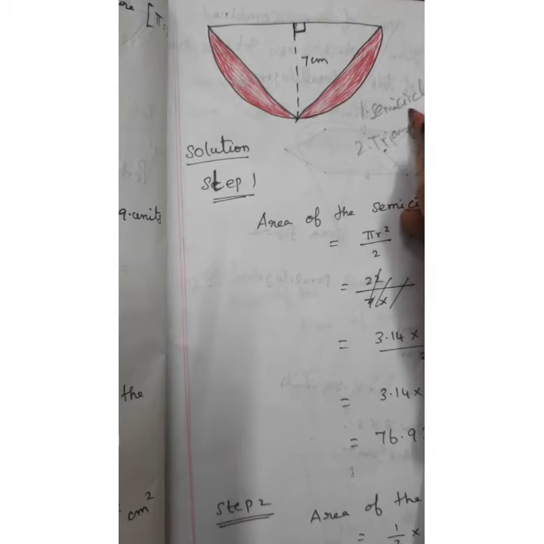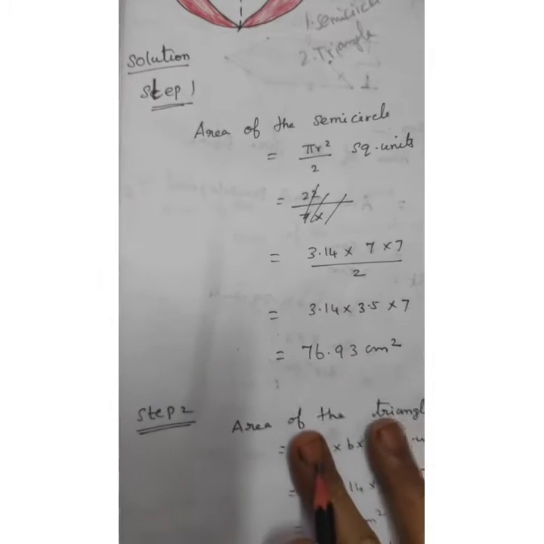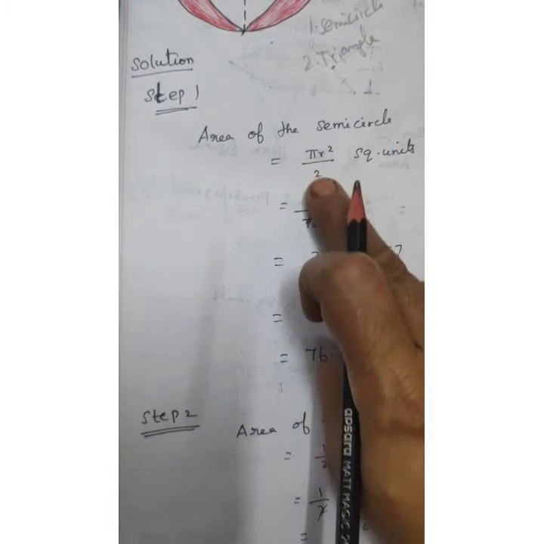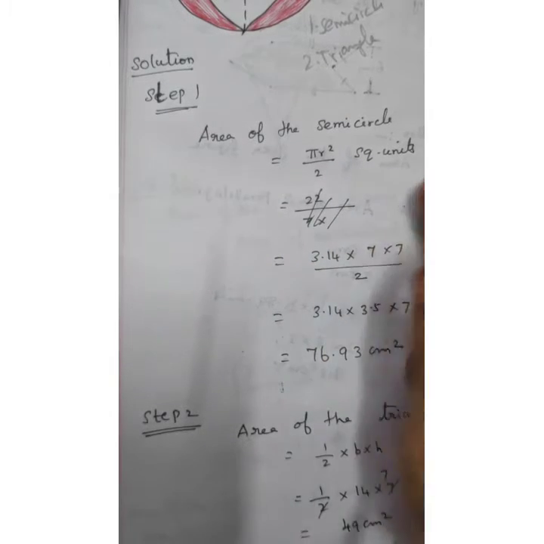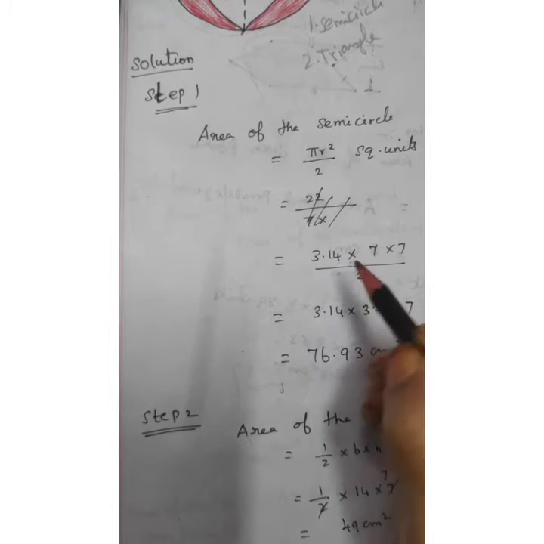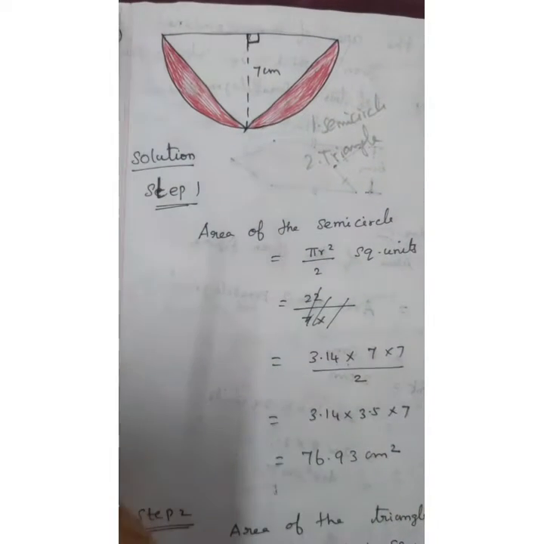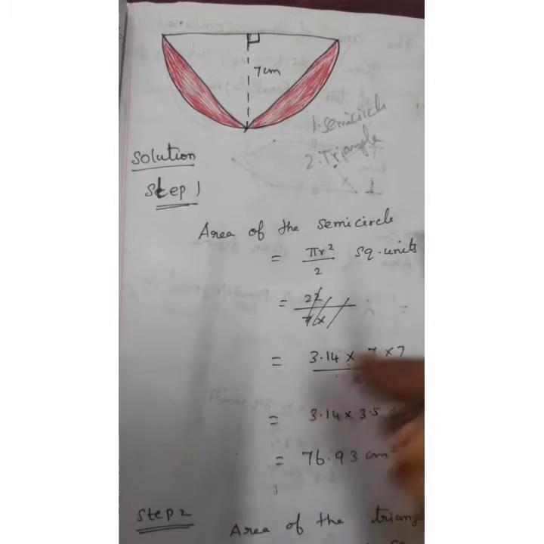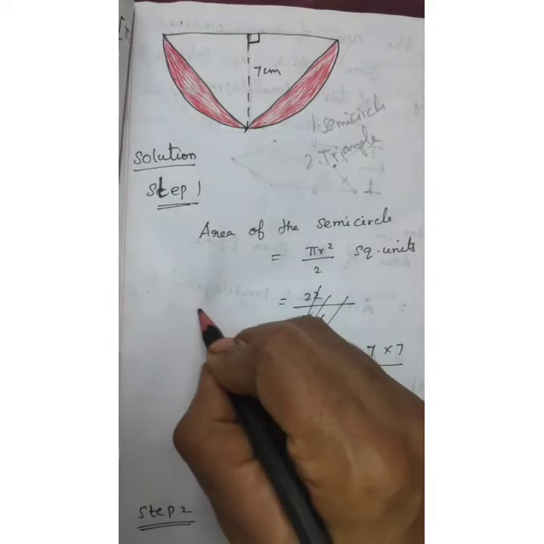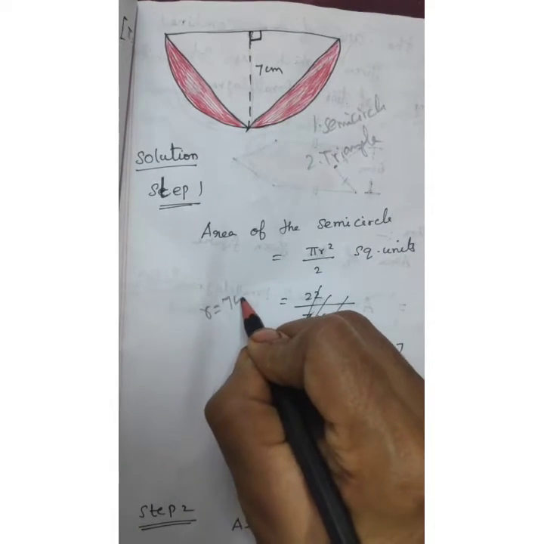Inside, the figure is a triangle. So first step, area of the semicircle. Area of the semicircle formula is pi r squared by 2 square units. Pi value equal to 3.14 into r value. See there, this is the radius. R equal to 7 centimeter.